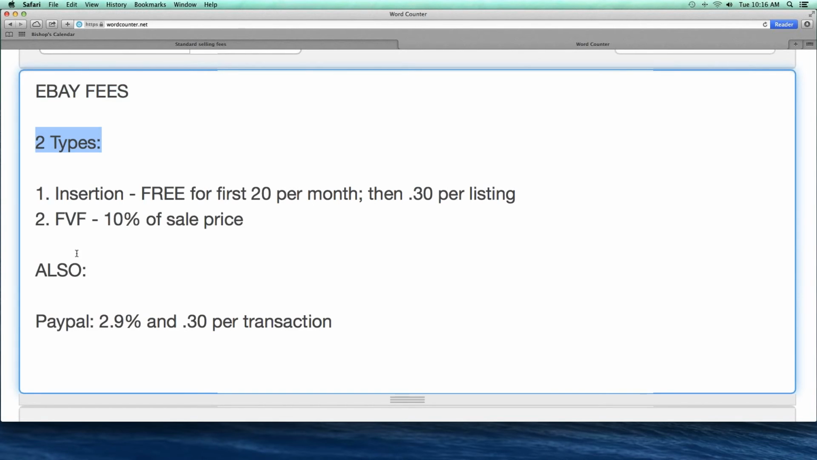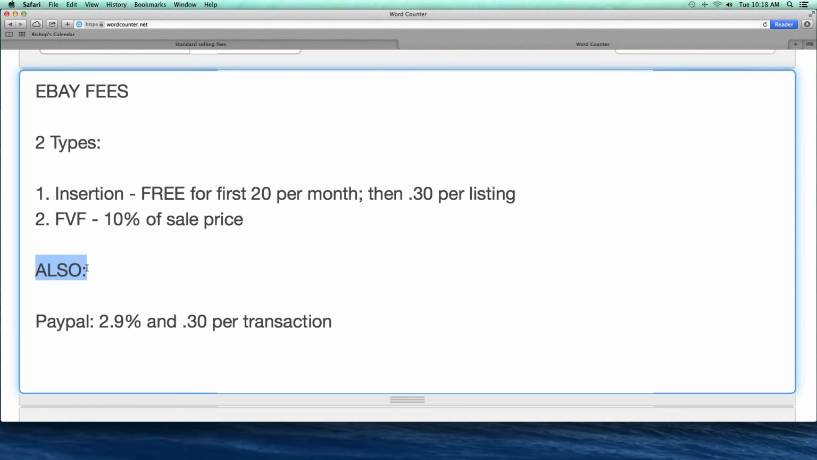Now, let me go over here just to review with you, just to make it look a little more simple. So eBay fees, two types: insertion, which we talked about, and final value fee, which we talked about. Okay. Here's what we're missing though, guys.